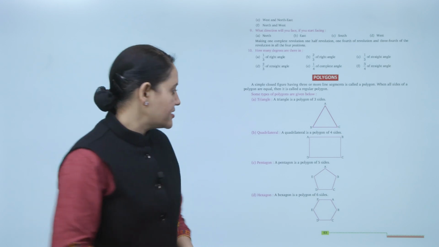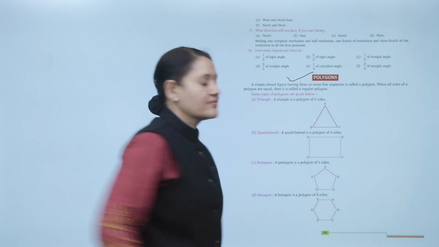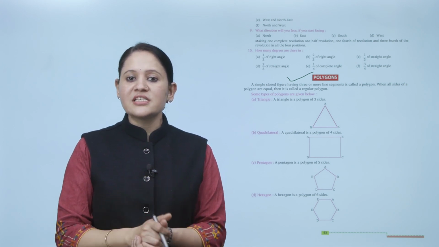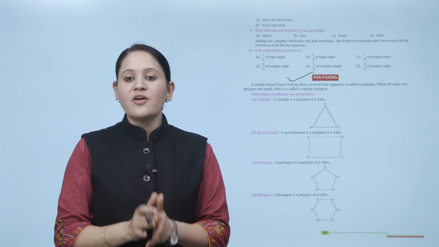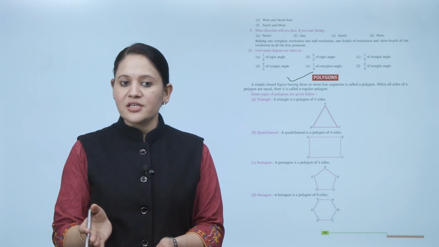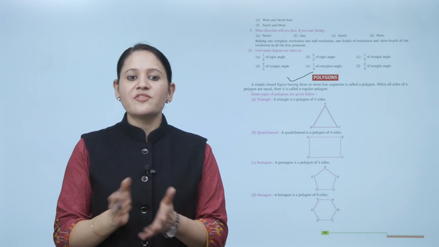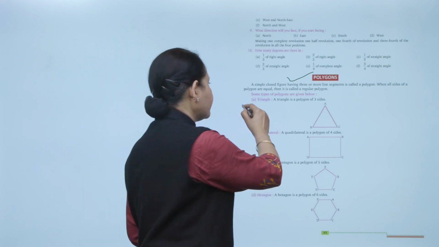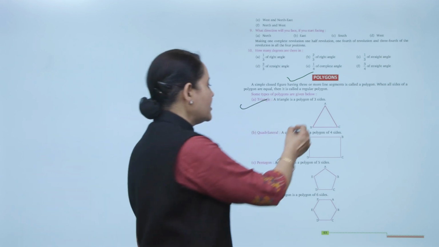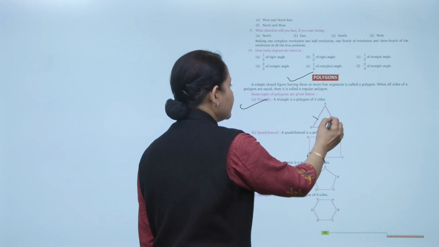Next is polygons. A simple closed figure having 3 or more line segments is called a polygon. When all sides of a polygon are equal, it is called a regular polygon. Some types of polygons are given below. First is triangle. A triangle is a polygon with 3 sides: AB, BC and AC.